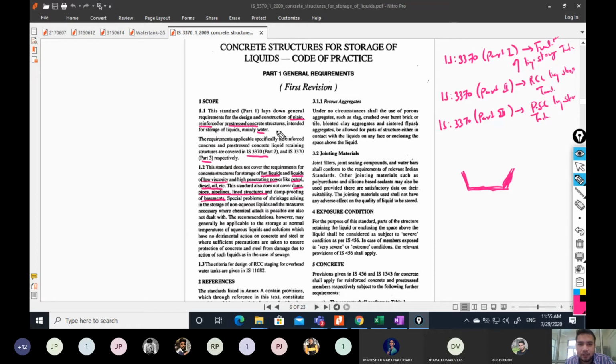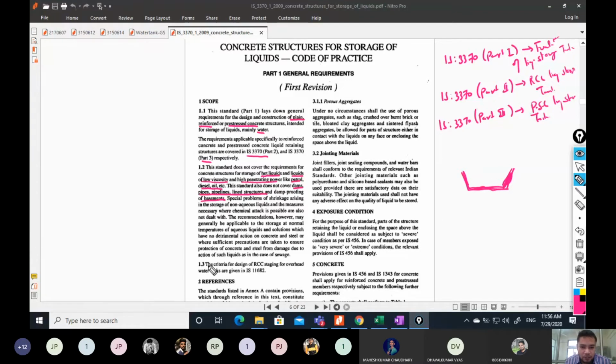So it is basically used for plain, reinforced or pre-stressed concrete structures used for the storage of liquids like water. Special problems of shrinkage arise in storage of non-aqueous liquid, and measures necessary where chemical attack is possible are also not dealt with. The recommendations, however, may generally be applied to the storage at normal temperature of aqueous liquid and solutions which have no detrimental effects on the concrete and steel.